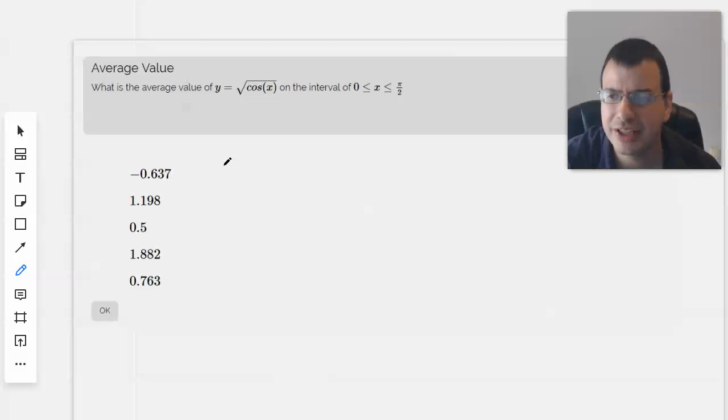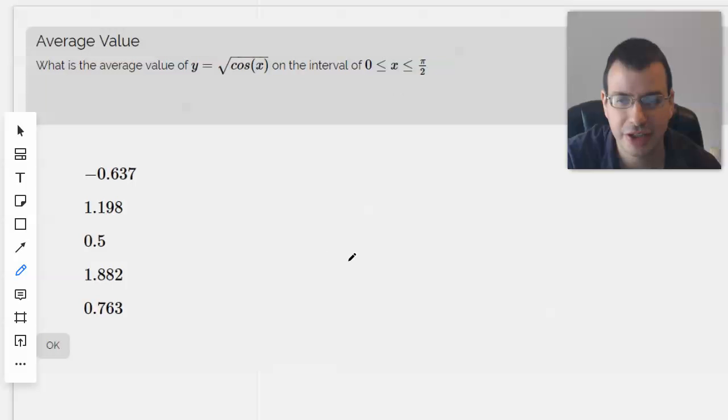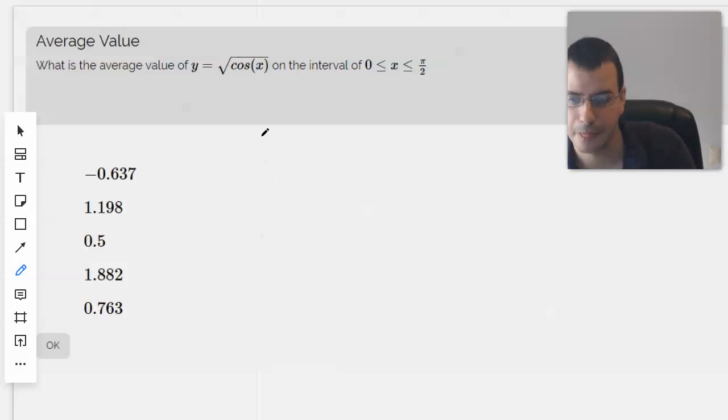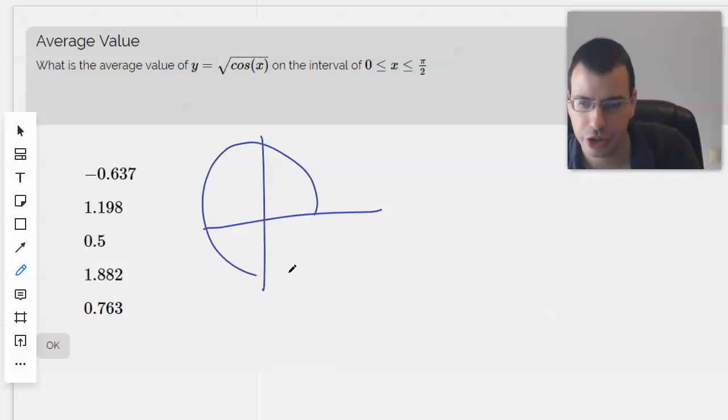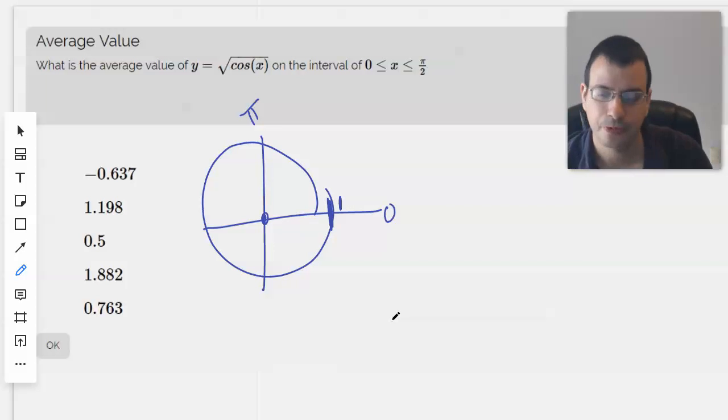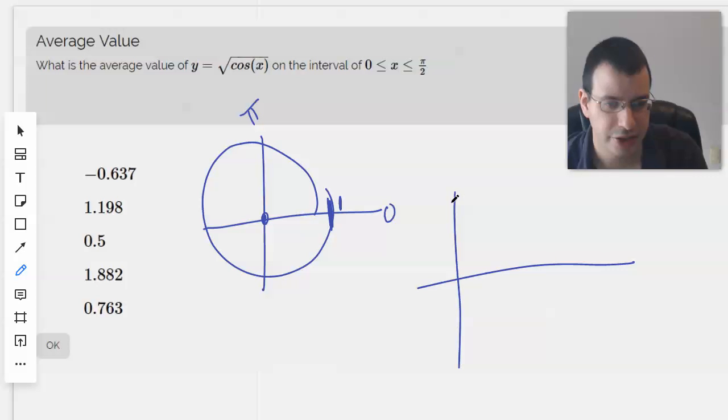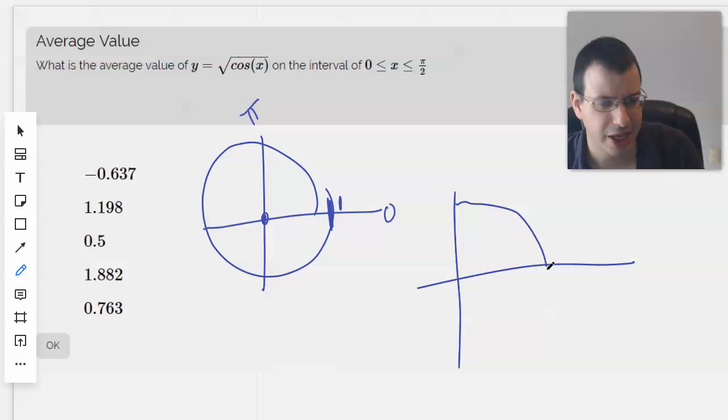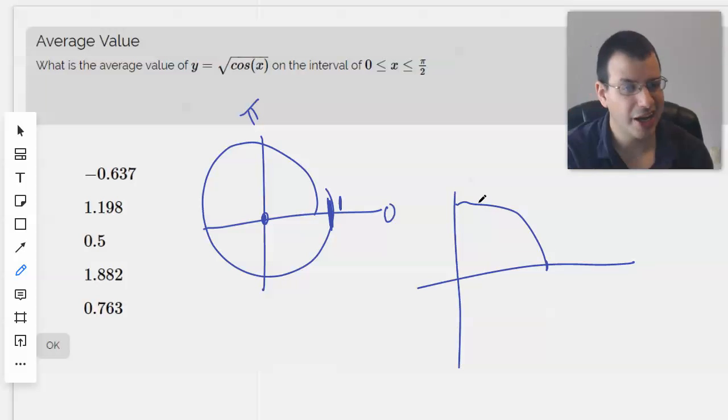What is the average value of y equals square root of cosine of x on the interval 0 to pi over 2? Okay, so look at your unit circle. You have cosine of 0 to pi over 2, and it's going to go from 1 to 0. So look at it kind of like this. It's going to look kind of like cosine of x, but a little bit different because it's square rooted.